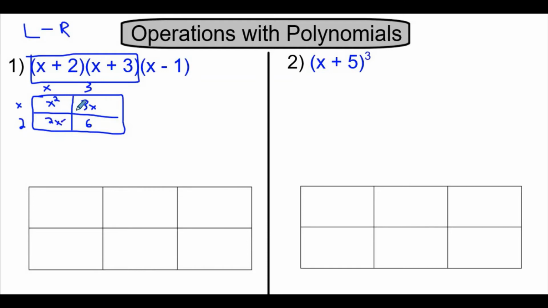So what do I get? My like terms are always combined right here. So we have x squared as our first term. Then we have 2 and 3, which makes 5x. Then here we have 6. And I make the area model of the box method like this so that the answers come out.